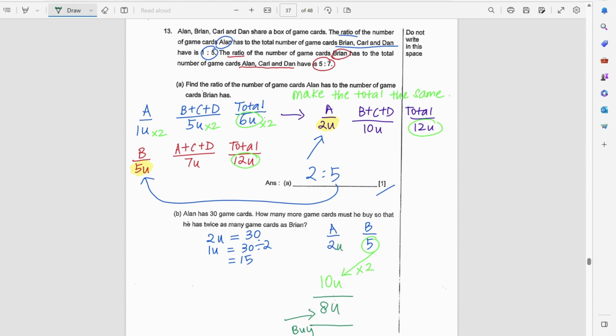And how many cards is this 8 units? Since we already know from our working that 1 unit is 15 cards, therefore solve for 8 units. 15 multiplied by 8, which will bring me to 120 cards. And this will be the answer for part B, which is 120 cards that Alan has to buy in order to have his collection of cards to be twice that of Brian in the end.